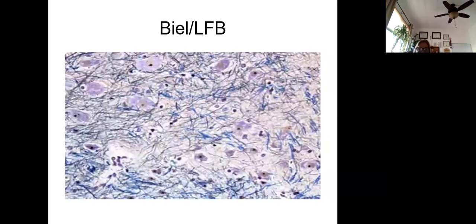Then this is a Biel LFB. So you can see the Biel stain in terms of here are all your axons running through it. And then you can see the LFB staining myelin sheaths.